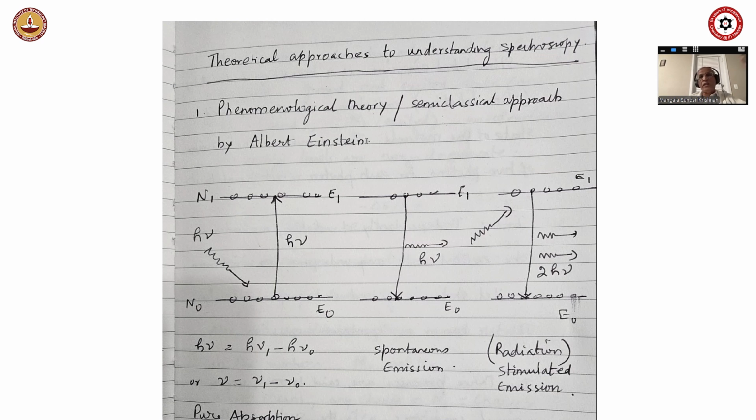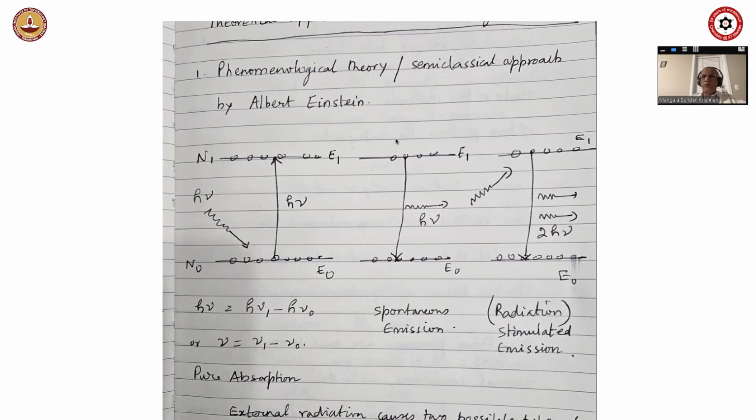At that time when he did this, Niels Bohr's quantum theory and the Sommerfeld's quantum theories were available. Schrodinger's theory was not known when Albert Einstein proposed this. Schrodinger published this many years after. Okay? But of course, Albert Einstein followed all those things for many more years. So he envisioned three processes.